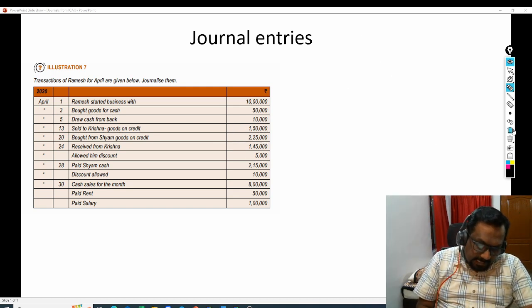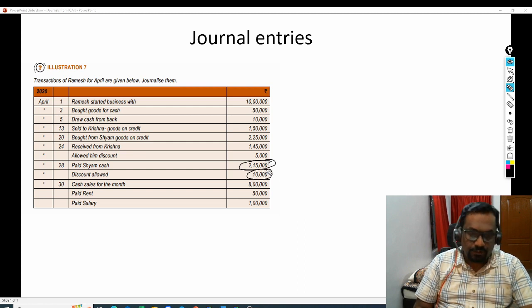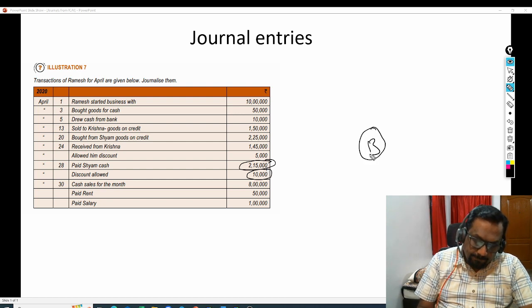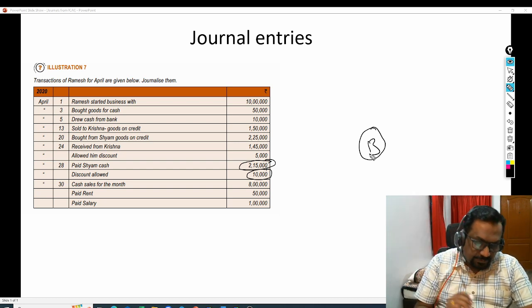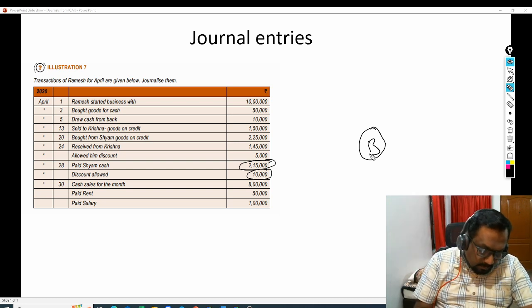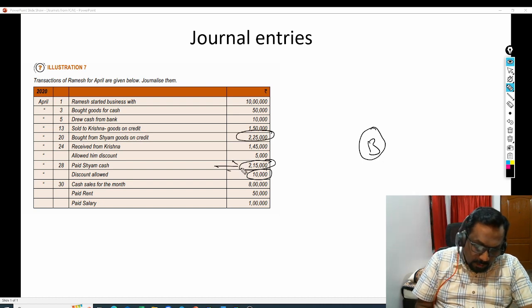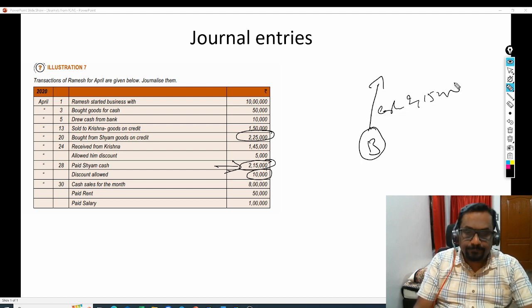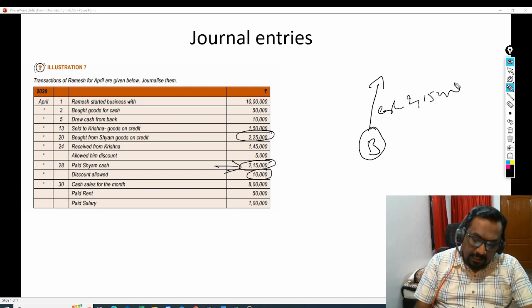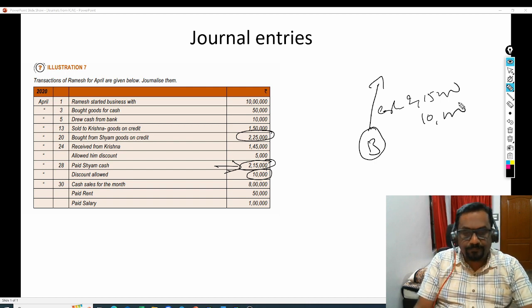Paid Sham cash 2,15,000, discount 10,000. Let us understand this. When we pay cash to Sham, why do we pay cash? Because we purchased goods from Sham. Right? See here, bought from Sham 2,25,000. So how much did we pay? 2,15,000. So cash goes out 2,15,000. Clear? And we received a discount of 10,000.